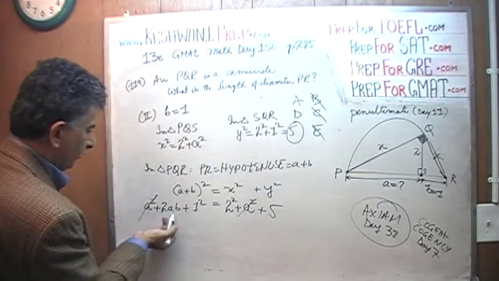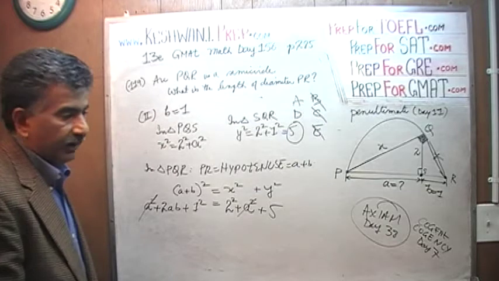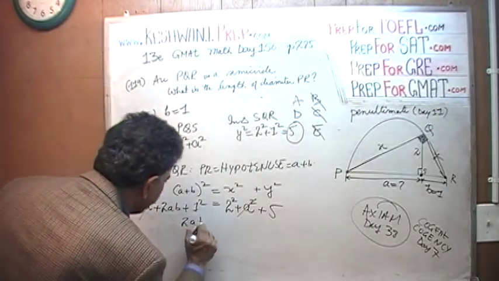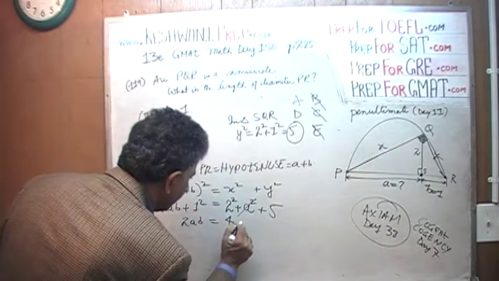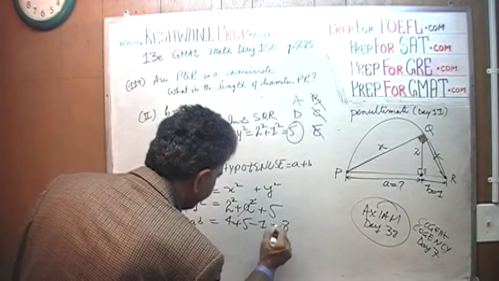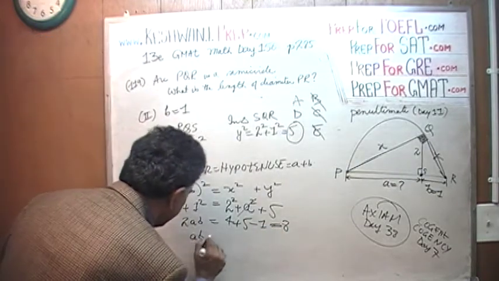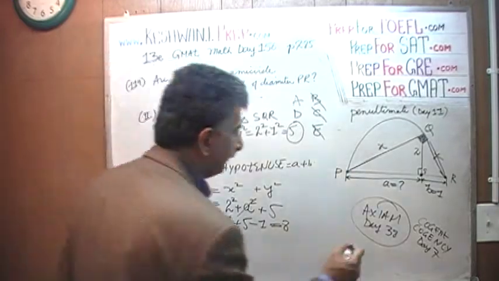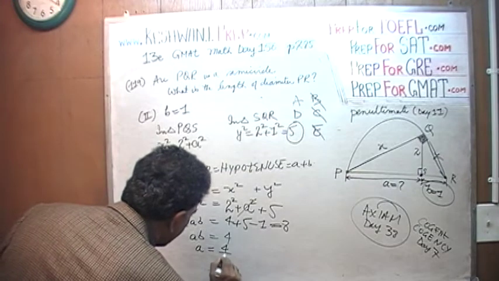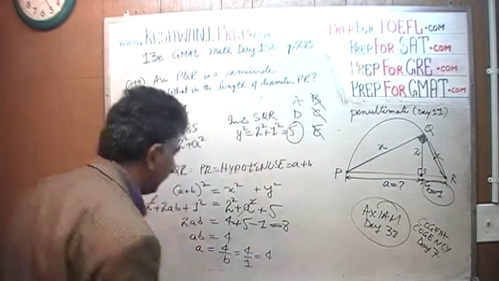That's it, we're done. We're going to find the value of a times b, and once we know the value of a times b, since we know the b, we can figure out the a. So 2ab equals 4 plus 5, which is 9, minus 1, which is 8. Just like before, 2ab equals 8, and therefore ab equals 4, and we know that b is equal to 1, therefore a is going to be 4 over b, which is 4 over 1, which is 4.